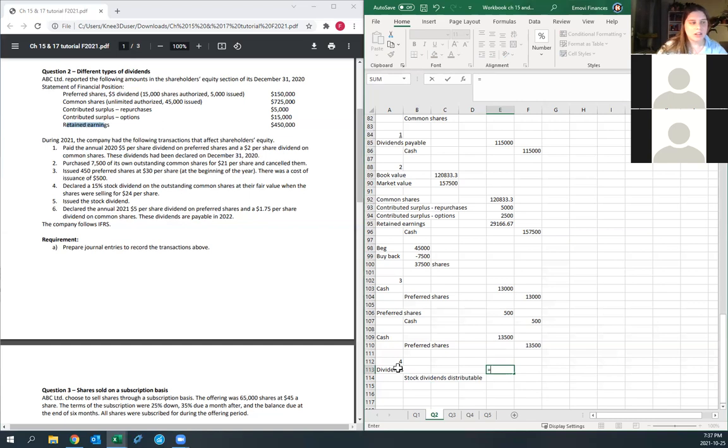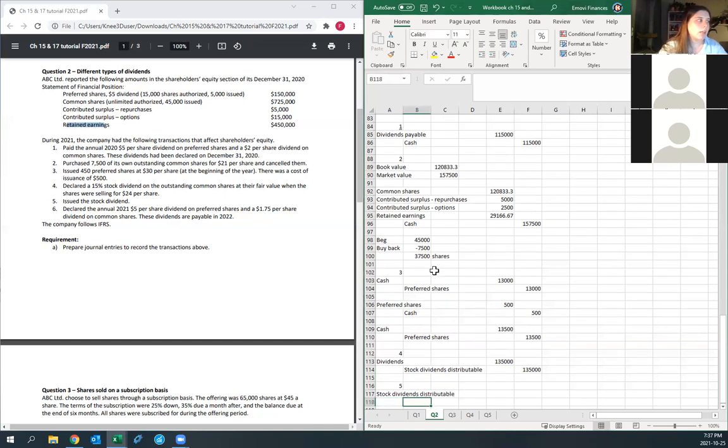It's 15% of your outstanding balance of shares, which is 37,500. We calculated that earlier after the repurchase, and then times $24. And it's the same amount here. For the payment, which I think is the next transaction, you're going to debit your stock dividends distributable, and you're going to credit cash the same amounts.